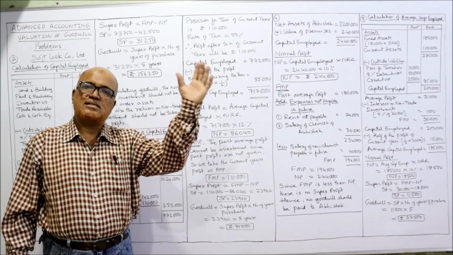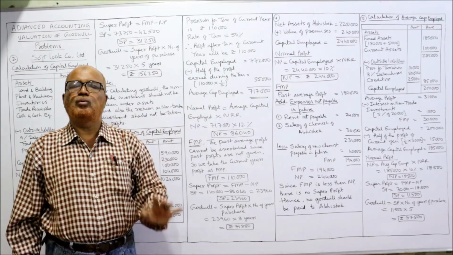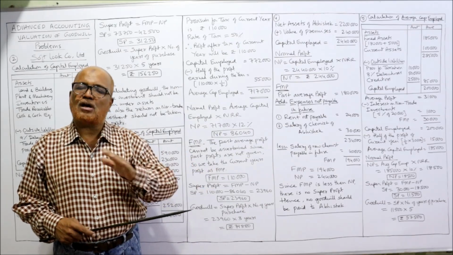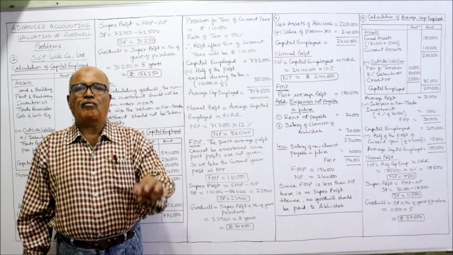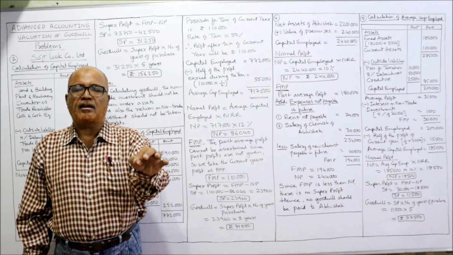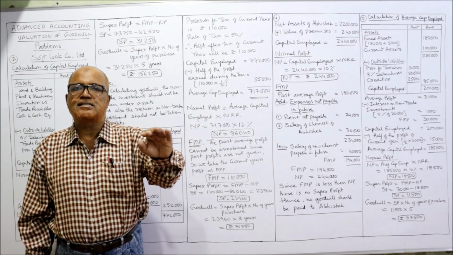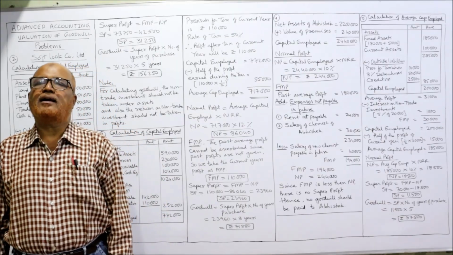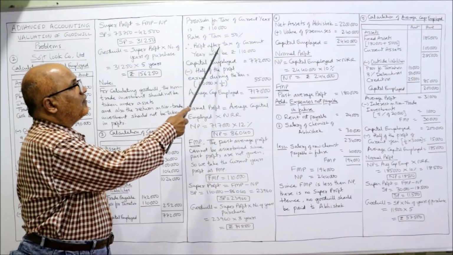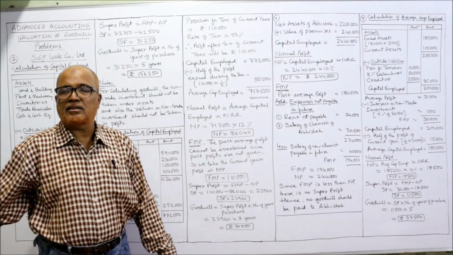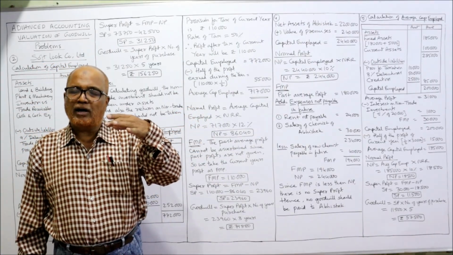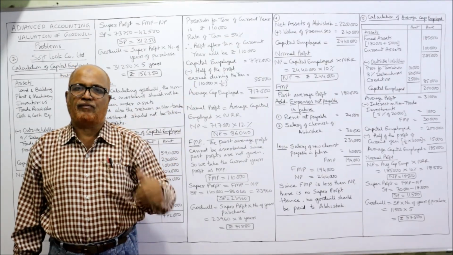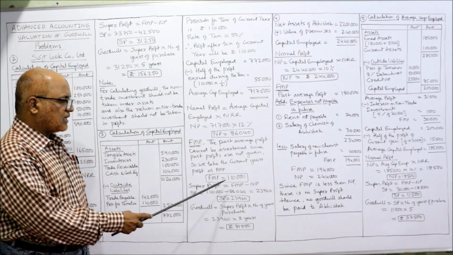FMP is the past average profit adjusted for future changes. But in this problem, past profits are not at all given. So whatever current year profit is there, that we assume as a future maintainable profit. So current year profit how much? 1,10,000. Already we have decided profit after tax of current year will be 1,10,000. So whatever profit we earn during the current year, we expect that in future also we will earn the same profit. So FMP also 1,10,000.